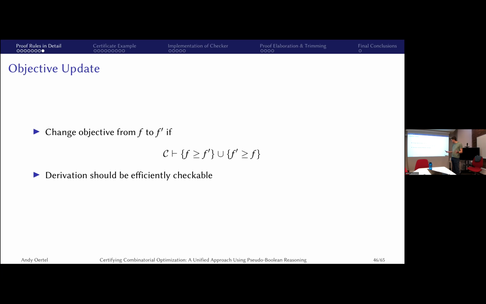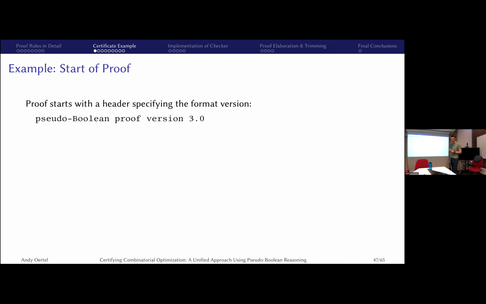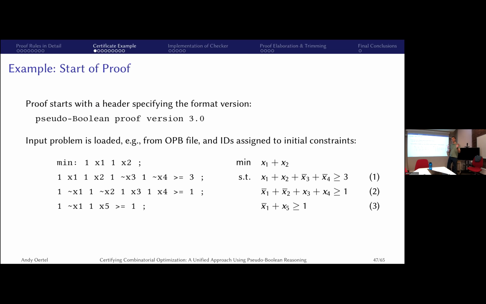So let us then look at an example of how to do a derivation and a certificate for a solver. A proof always starts with this first line, which specifies the version of the proof format, in this case version 3.0, and then we load the input problem. This is loaded from a different file, and most often this is an OPB file, the standard pseudo-Boolean file format.